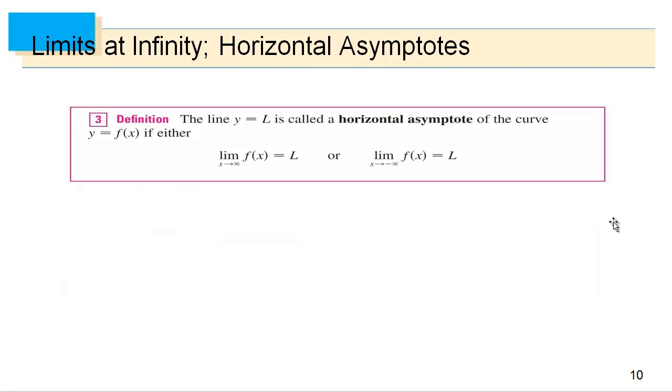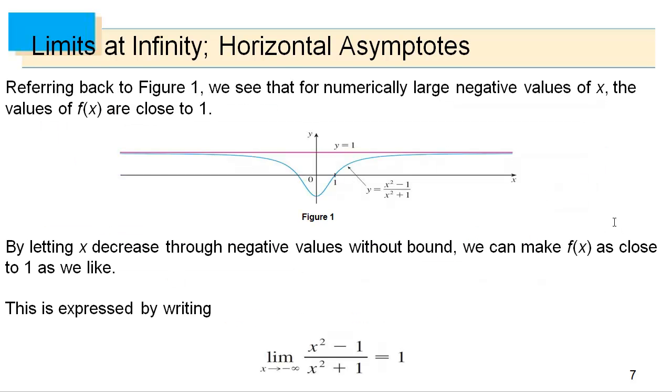We can say that the line y equals L is called the horizontal asymptote if the limits approach it in either direction, right? This is an either or. They don't have to approach in both directions, right? They don't have to approach it in the negative direction and the positive, just one or the other, or sometimes both. As we saw in this example, it worked in both directions.